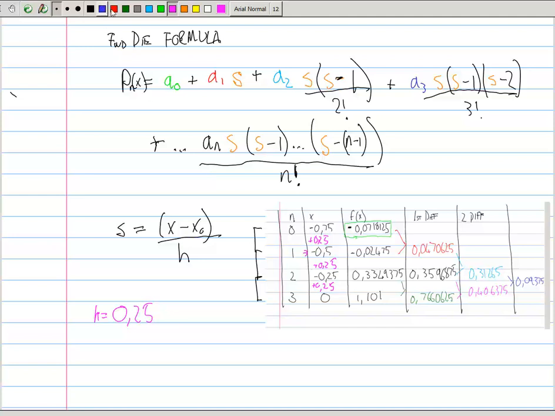Now x and x0. Our x0, as we have over here, that over there is our x0, because we're considering it as our very first term. That color is very difficult to see, so I will just write it in black. So we have x0 is going to be equal to minus 0.75. So we have determined what s is.